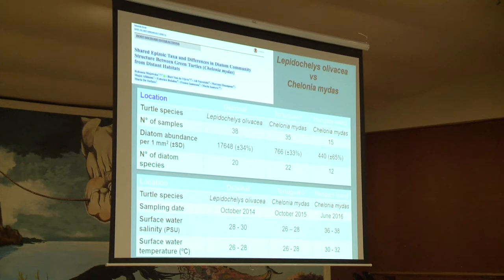The abundances can change a lot. For example, in Chelonia mydas, we don't have the abundances of cells that we found in Lepidochelys. The cells are few, not so many, less than 1,000 per millimeter.